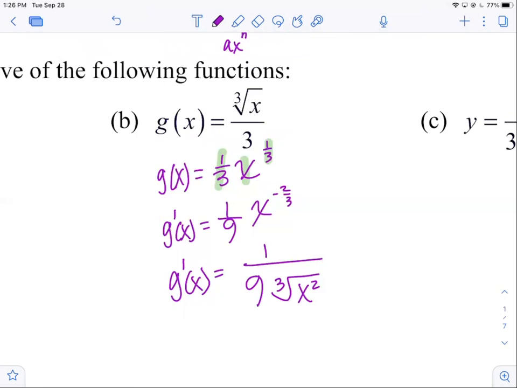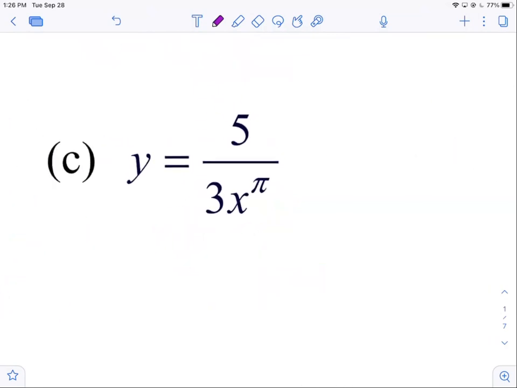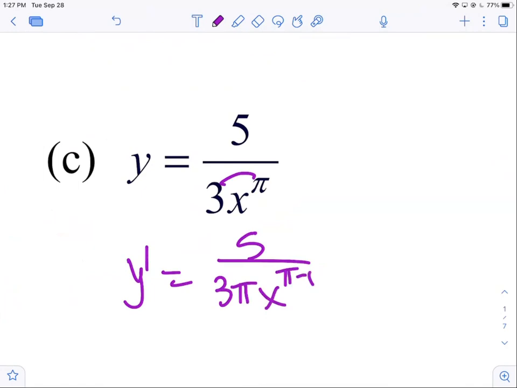Yeah, sweet. Sweet. Radical. Hey, that's totally radical. Tubular. Hey, let's try this one. 5/3x to the pi's power. Ooh. Can I just say that this is y prime equals 5 over 3 pi times x to the pi minus 1?